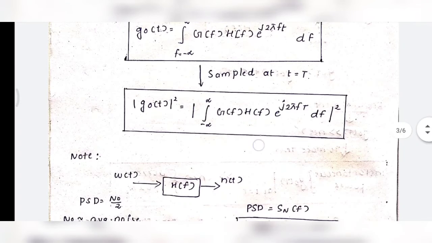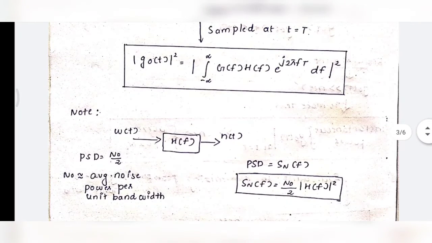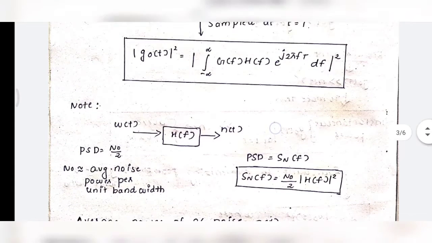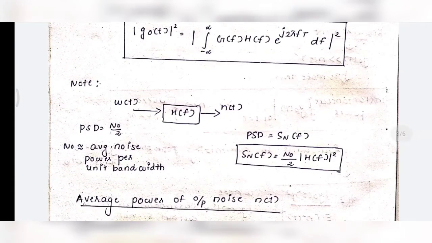Next, we have to find the denominator. That is the expectation of n square of t. For this, we consider the noise signal, the input of the LTI filter, that is the matched filter, that is w of t. W of t is the white noise. It has a power spectrum density of n0 by 2.